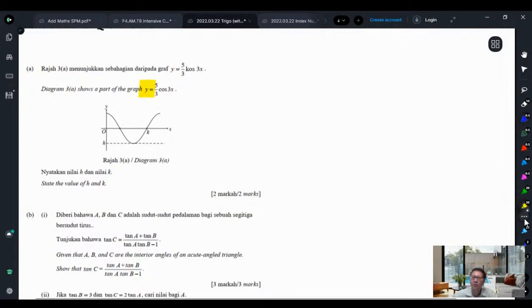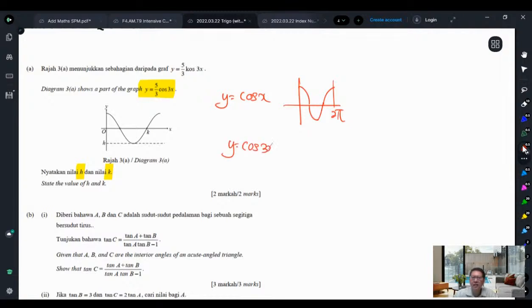So, the question is this. Nyatakan nilai H and K. Y equals cos x, I know. It's like this, 2 pi. But y equals cos 3x. I have 3 cycles, so one cycle will be 2 pi divided by 3. Okay. So is it in radian?